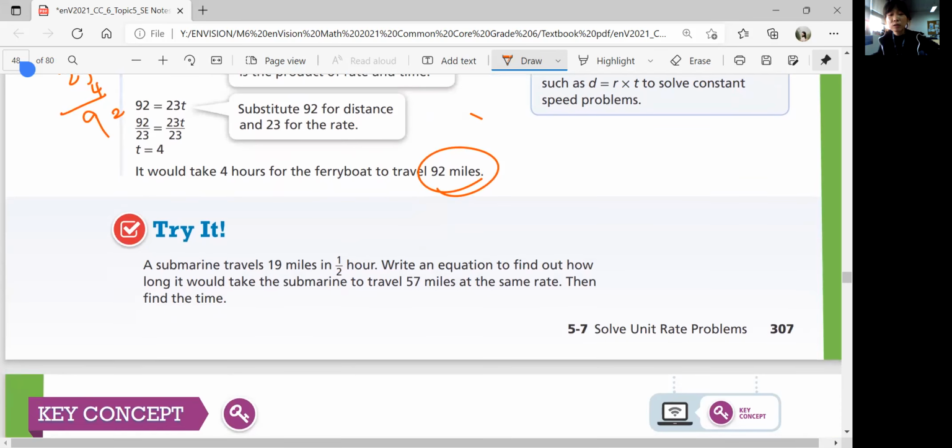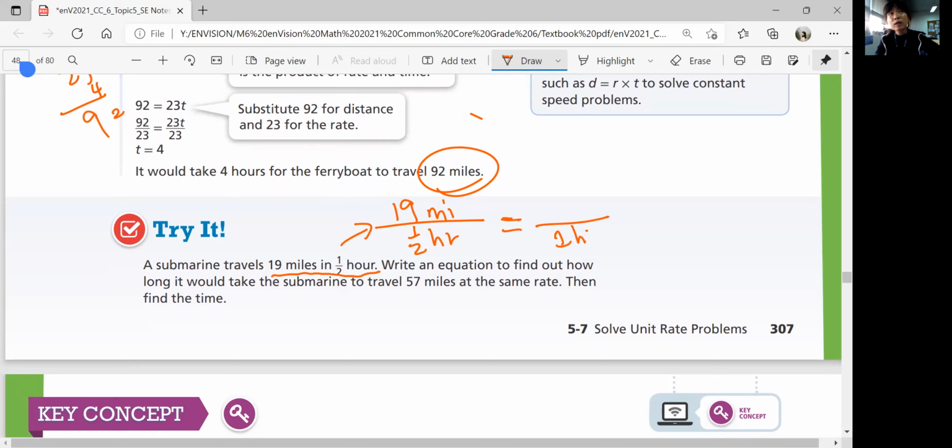Let's see if you can do the try number 3 as well. A submarine travels 19 miles in half an hour. Write an equation to find out how long it would take the submarine to travel 57 miles at the same rate. Then find the time. As soon as you see the rate, you're going to convert that into a fraction. Write it as a ratio, 19 miles in half hour. So what is our unit rate for that?